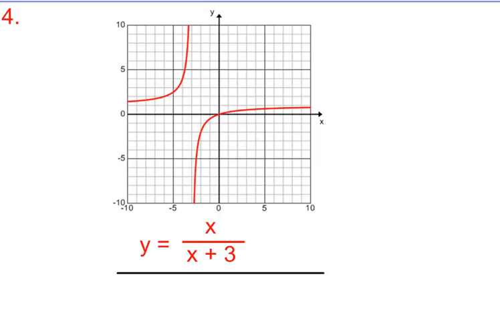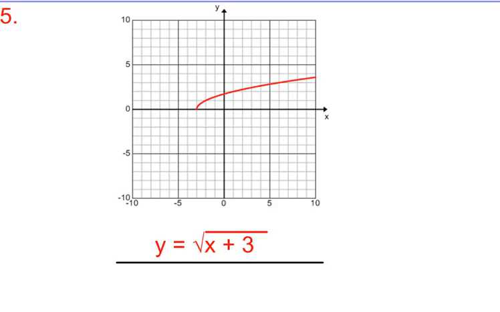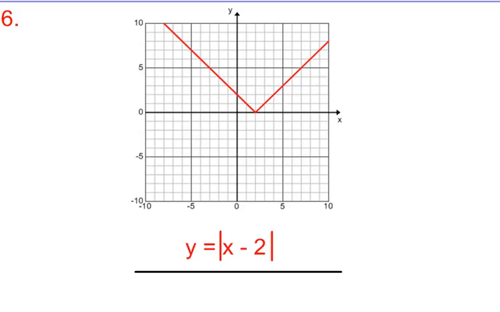There's my rational. Notice my vertical asymptote is at x equals -3 and my horizontal is at y equals 1. There's my square root function, half of a sideways parabola. There's my absolute value function. You could get that from your calculator if you like.